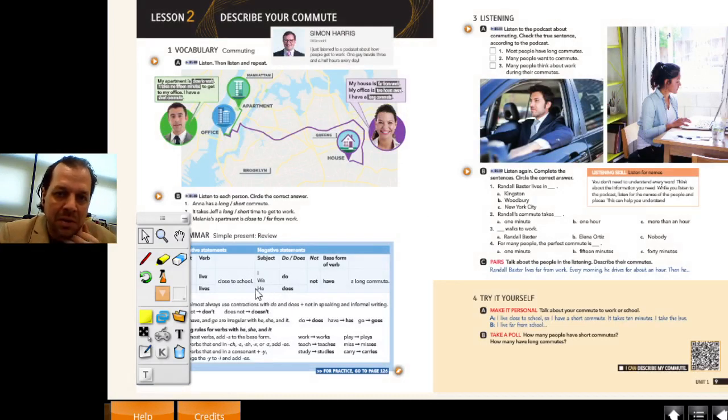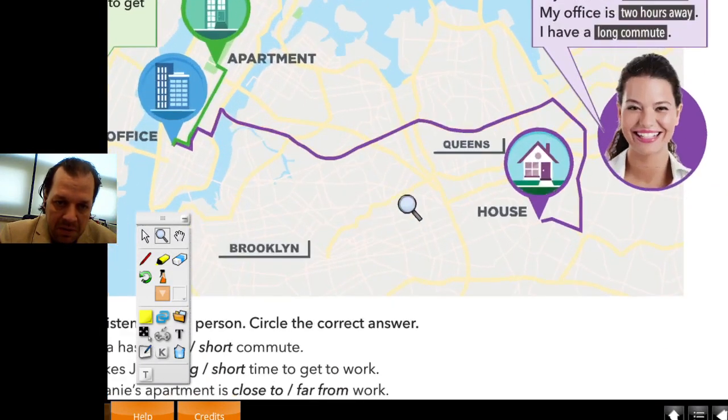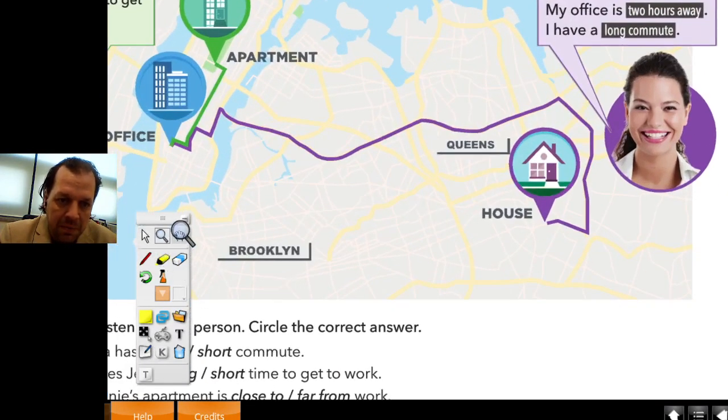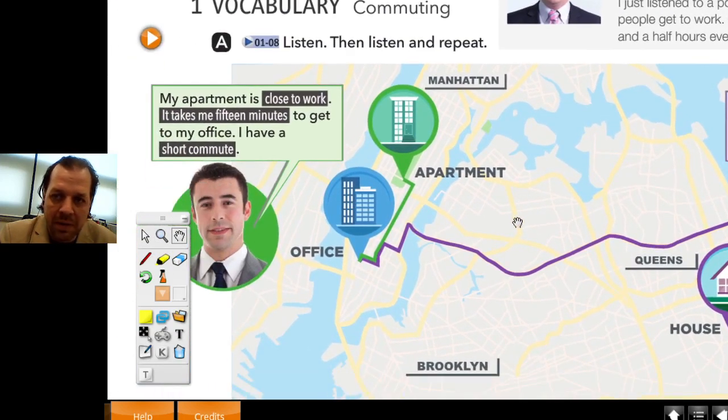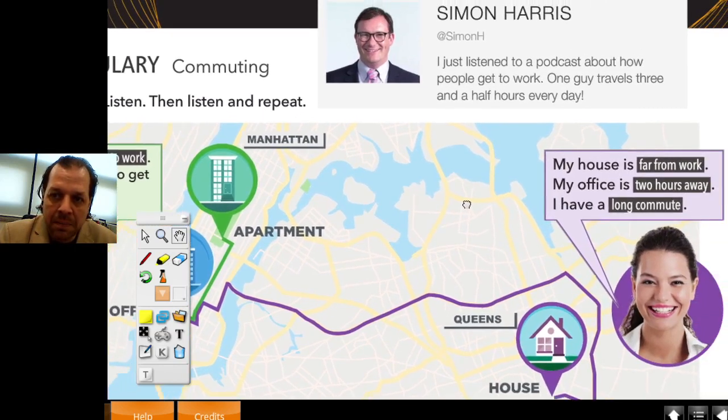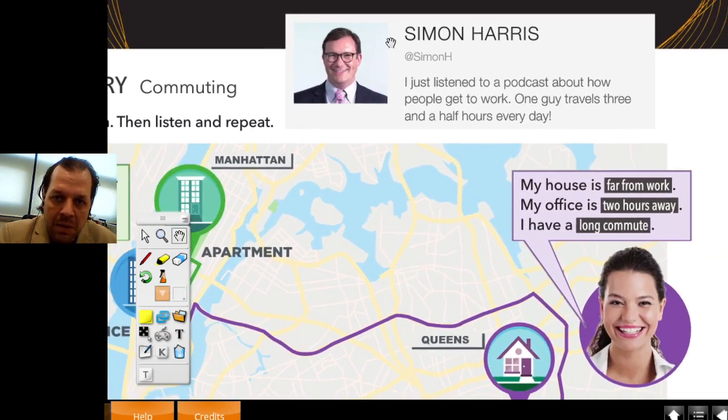Okay, lesson 2 is about your commute. And when people are describing their commute, it's generally how they go to work and back or school. Okay, a commute is how you get around. Okay. Here's Simon at the beginning.